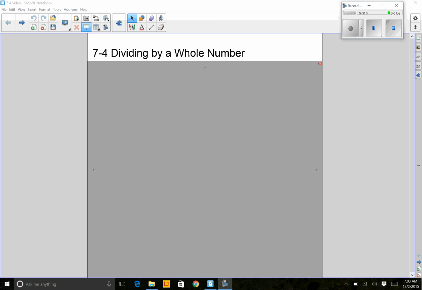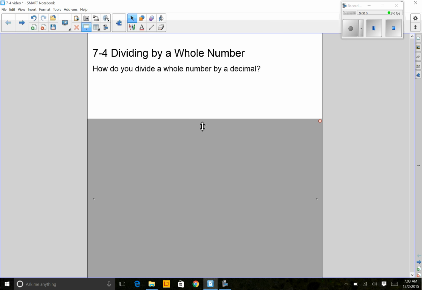This is topic 7, lesson 4, dividing by a whole number. So today we're going to talk about how you divide a decimal by a whole number.